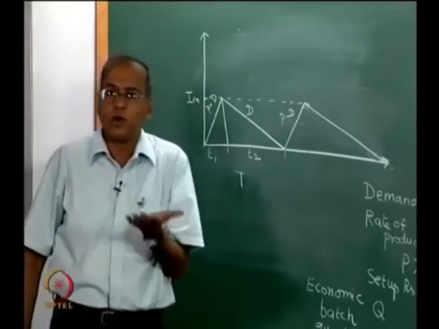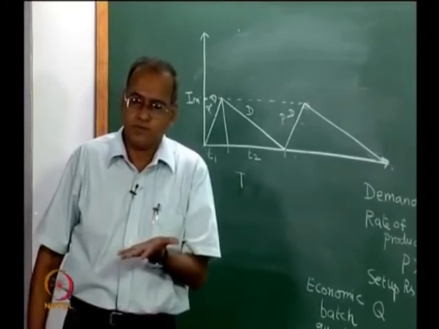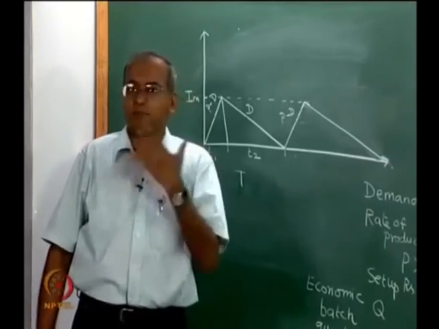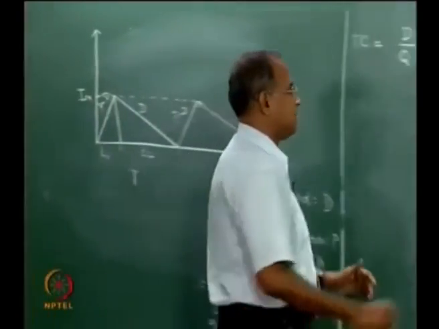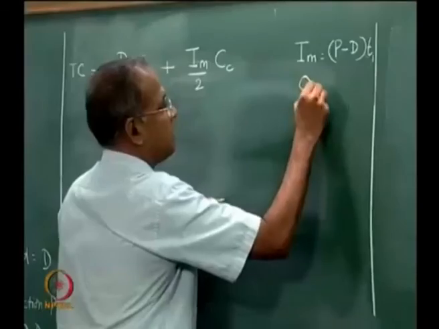Now, Q is the total quantity that we produce. Now, we produce at the rate of P for a period T1. So, Q is equal to P into T1.